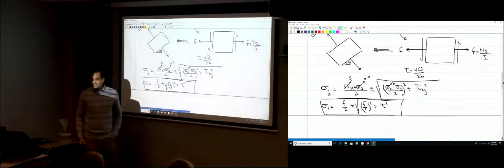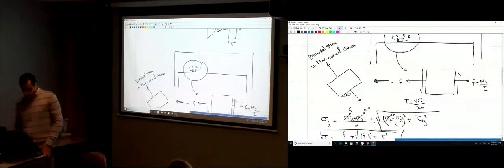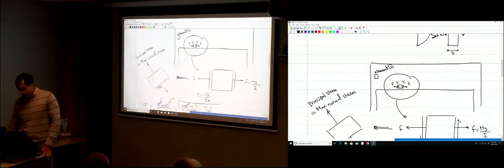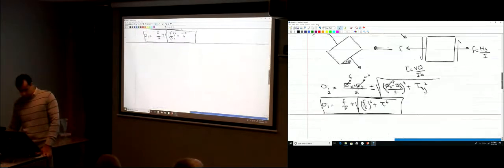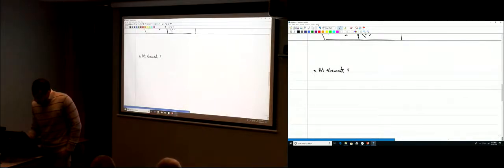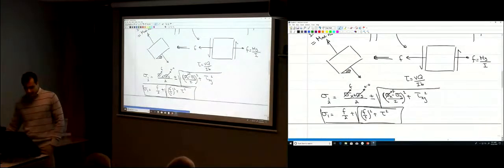Okay? Let's see here. Let's take another element here. Over here, an element here. So let's say element 1. Okay? So add element 1. Yeah, sure. Here? Yeah, I just need the box thing.